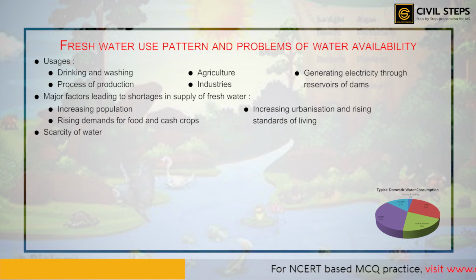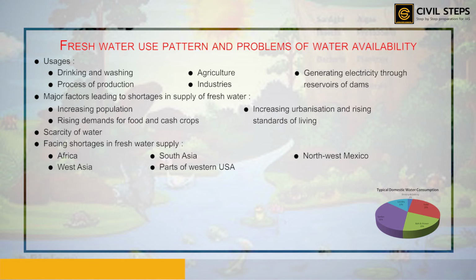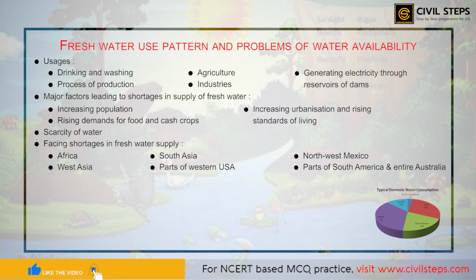Now, there is scarcity of water in many regions of the world, facing shortages in fresh water supply. Most of Africa, West Asia, South Asia, parts of Western USA, Northwest Mexico, parts of South America, and entire Australia. Countries located in climatic zones most susceptible to droughts face great problems of water scarcity.